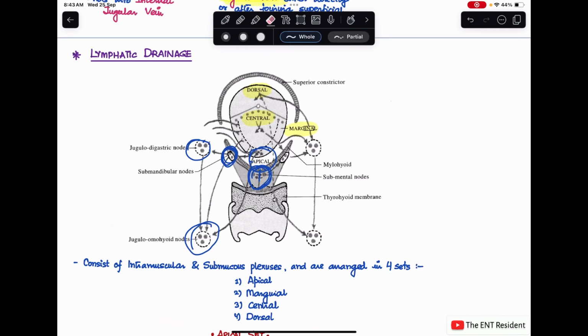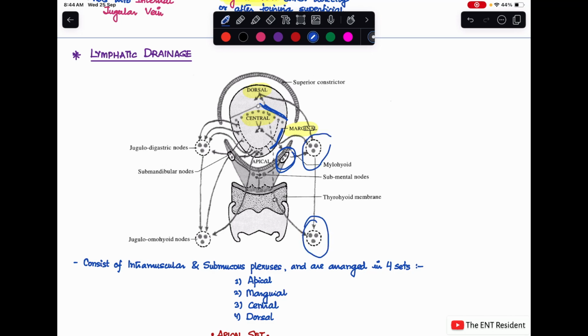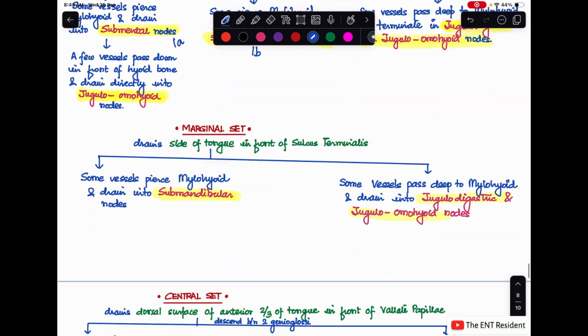If you see over here in this image, this is the marginal nodes, which is basically draining the side of the tongue in front of the sulcus terminalis. This is the sulcus terminalis. And some of them will either go into the submandibular nodes, which is right over here, or some of them will end up going to the jugulo-omohyoid or the jugulodigastric nodes.